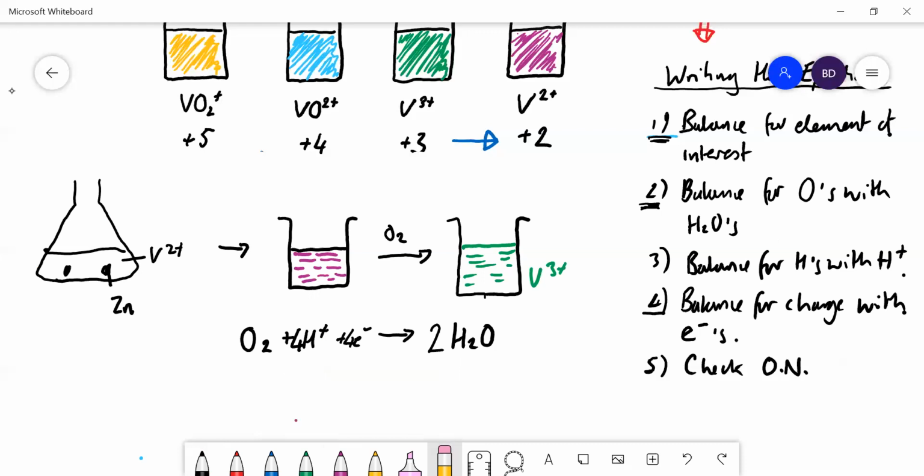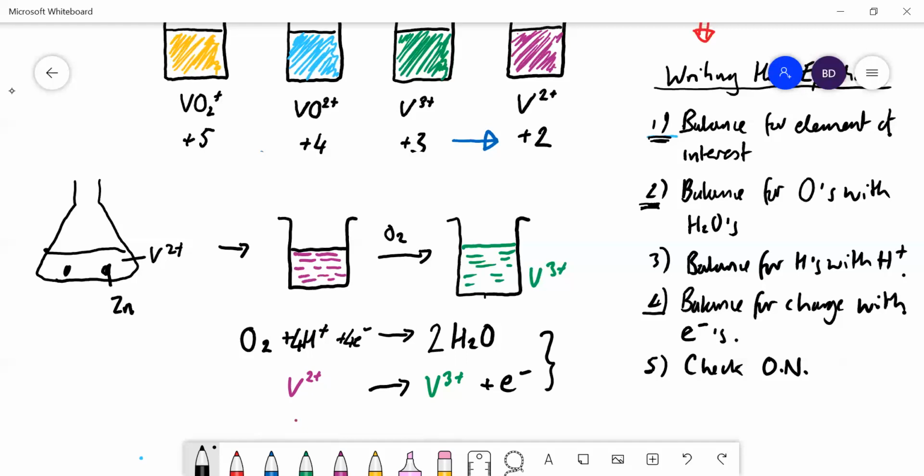And if you wanted to, you could combine that with the V. You know what's happening here. We've got V2+, sorry, V2+ being oxidized to V3+. So we need an electron, it's losing an electron there. And you could combine these two. You'd have to multiply the bottom one by 4 to write a full equation there.